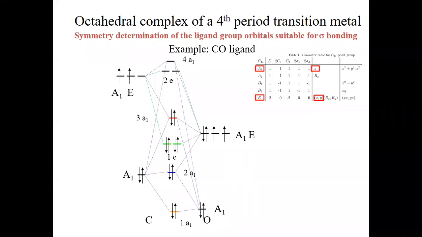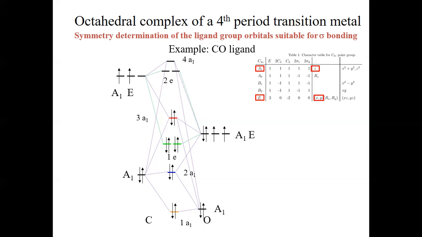Okay, let's start. We started in the last class with ligand field theory. The first example of our application of ligand field theory to a practical example was to apply it to an octahedral complex. So going through the first two steps, we have determined the point group and the coordinate system. We have also determined the frontier orbitals and the symmetry types of the frontier orbitals.